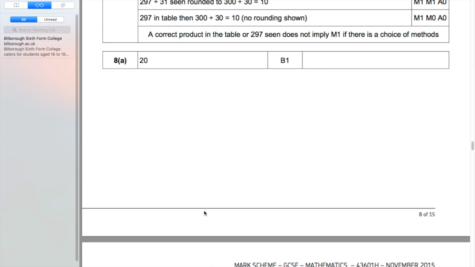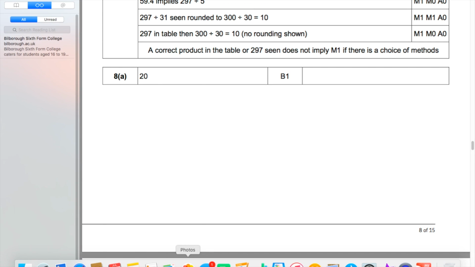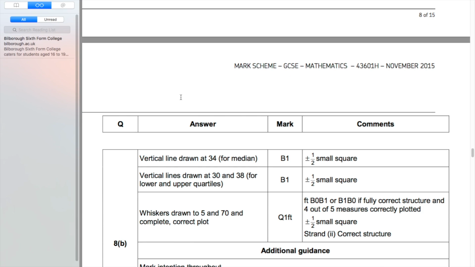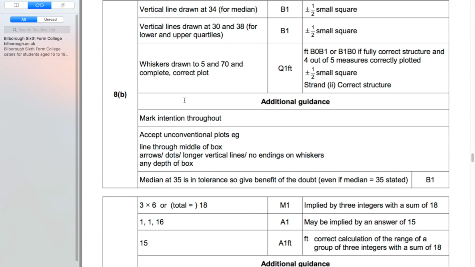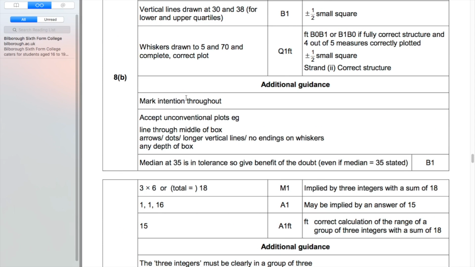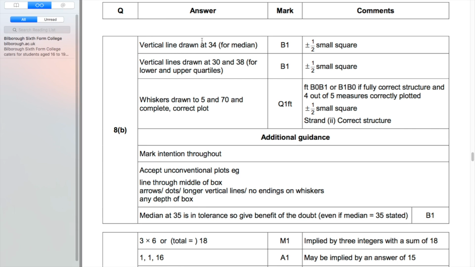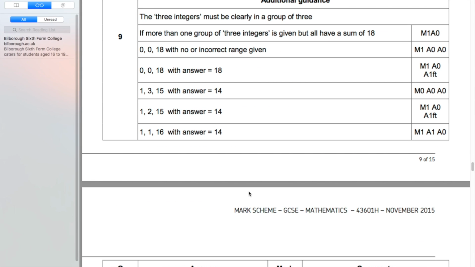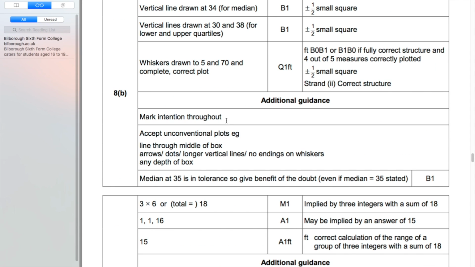Okay, so 8A should be 20, which is what we got, so that's correct. 34 is the median, we got that. 30 and 38 are the upper and lower quartiles, 5 and 70 the minimum and maximum. So that's absolutely correct, okay? So there we are.